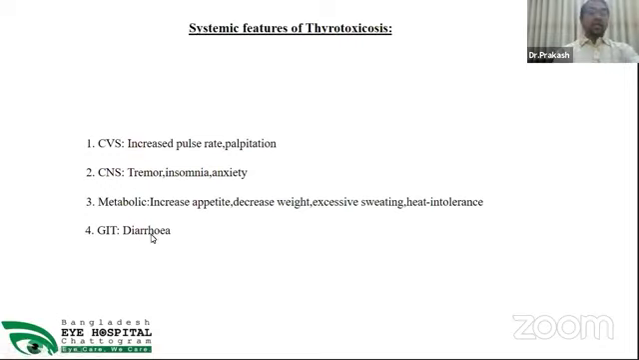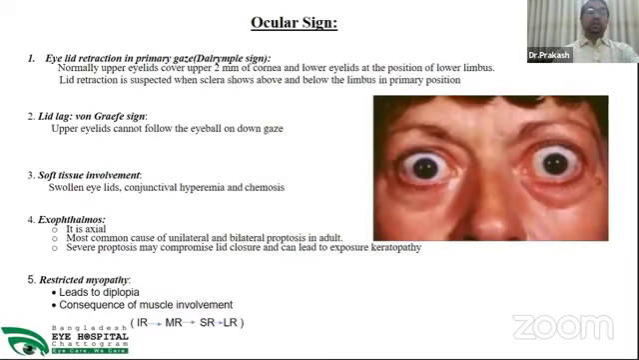And if you consider the gastrointestinal system, there will be diarrhea. So these are the systemic features that may be associated when thyroid eye disease is associated with thyrotoxicosis. But you will not get these systemic features if the thyroid eye disease is associated with normal thyroid function. Our concern is the ocular signs.